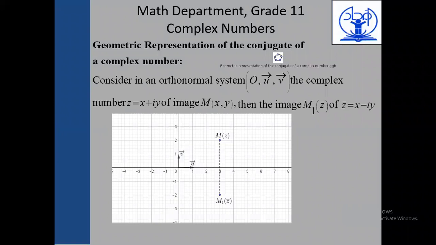So if you consider in the complex plane a point M(x, y), which is the image of the complex number z, then M1, the image of z bar, which is the conjugate of z, x minus iy, M and M1 will be symmetrical with respect to the x-axis.